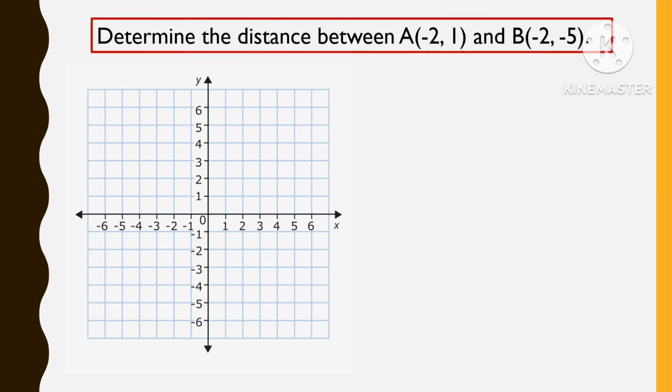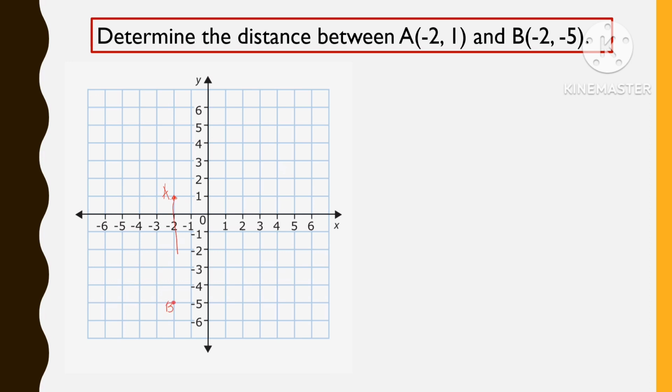Example number 2. Determine the distance between point A with coordinates -2 and 1 and point B with coordinates -2 and -5. So we will try to determine the location of point A. We have here the -2, which is our x-coordinate, and +1 as our y-coordinate. So this is where point A is. Next, we will locate point B of -2 and -5, somewhere here.